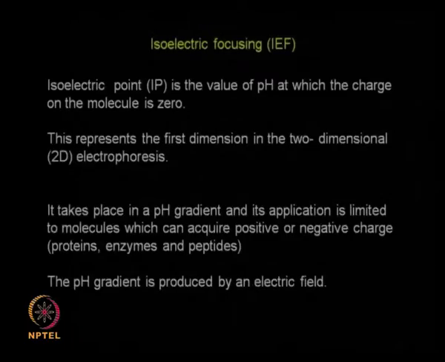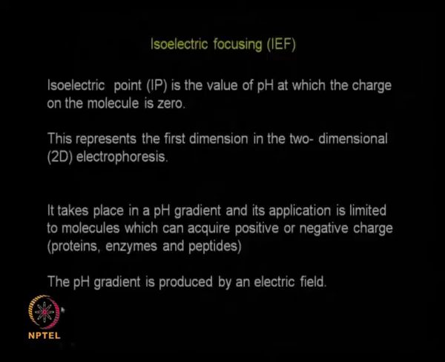There is another principle which we need to now introduce, and that is called isoelectric focusing. Now you might have read that proteins have charge. Why do proteins have charge? Because proteins contain acid groups, they contain amino groups, so you are going to have charge. Now the isoelectric point is the value of the pH at which the charge on the molecule is 0.